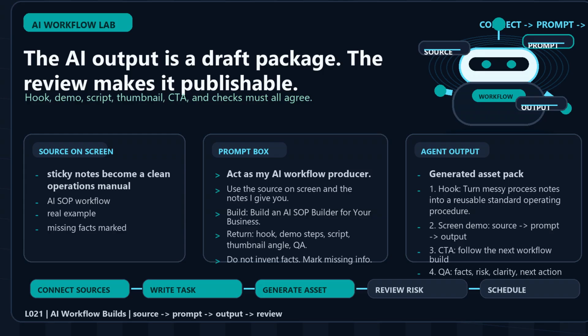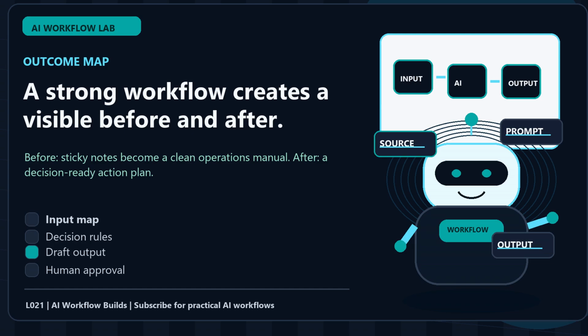Then run the quality check. Are facts marked as facts? Are assumptions marked as assumptions? Is the next action clear? Is the workflow still inside our niche, or did it drift into generic motivation? If it drifted, tighten the prompt and run it again.